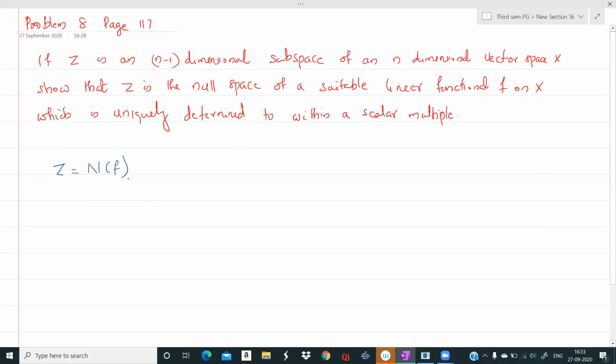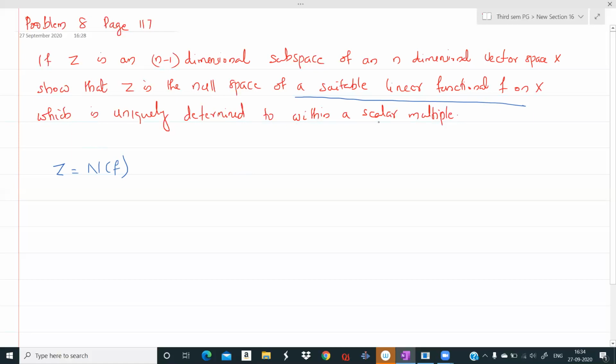So we have to define a linear functional f. We are going to solve this in this way. We will define a function f. We will show that it is a linear functional. Then we will show that Z is the null space of f. So the first part will then be proved. And what is the second part? Which is uniquely determined to within a scalar multiple.